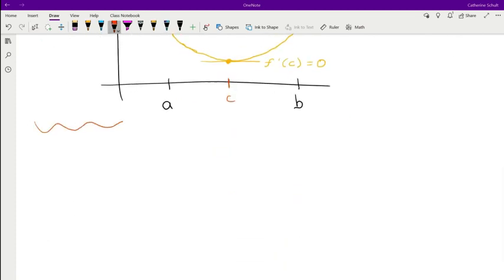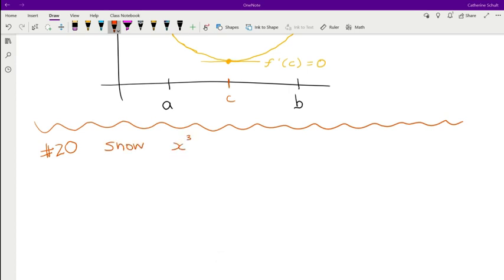We're going to use it to show that a function has only one real root. So we're going to go over to number 20 in our textbook, and it says, show that the equation has exactly one real root. So we're going to show that x cubed plus e to the x equals 0 has exactly one real root. Okay, so that's the problem.